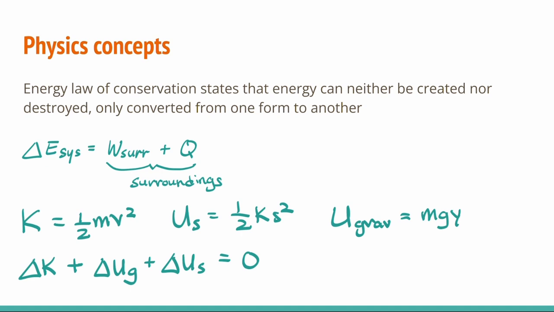Here, the change in the energy of our system is equal to the work of surroundings plus Q. However, in this experiment, the change of energy is going to be zero due to the law of conservation. Everything is within our system. There are different forms of energy within our system, such as kinetic energy, the spring energy, and the gravitational potential energy, with formulas shown here. When we add them all up, delta K plus delta UG plus delta US is going to be equal to 0, since there is no change in the energy within the system.